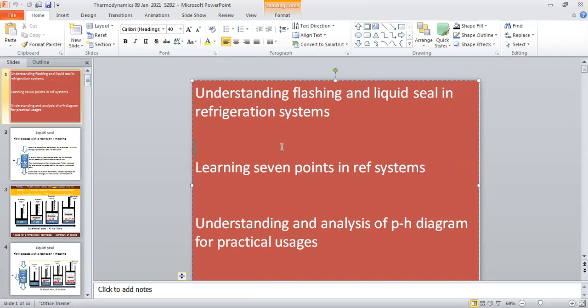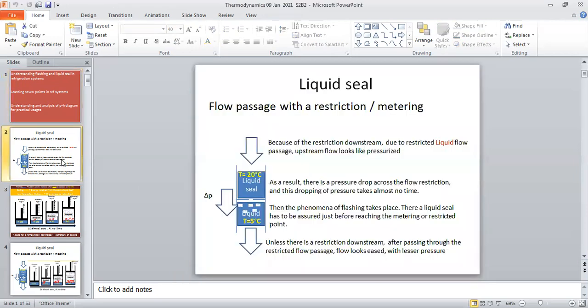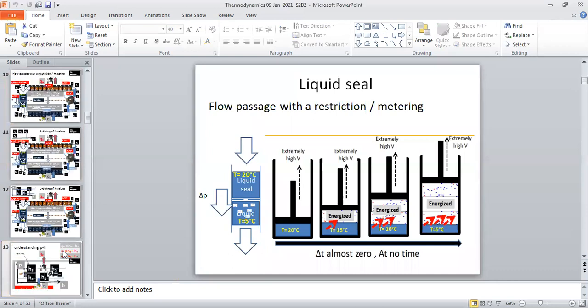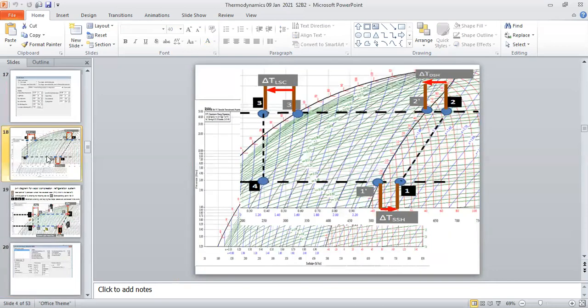Okay. So it is very important to learn this technology. We call it technology. Okay, technology. As I mentioned, here you can see a lot. Okay, that's all. So definitely you will have the questions about liquid seals, understanding flashing and technologies. Okay, so nice. Okay, so this is another master notes. Okay, for our exams. Very good.